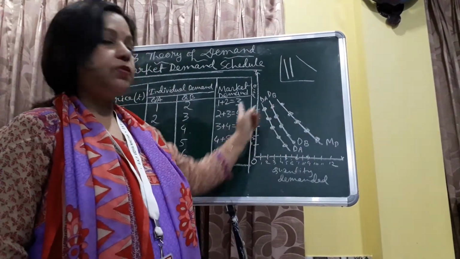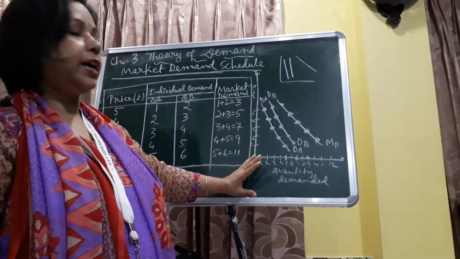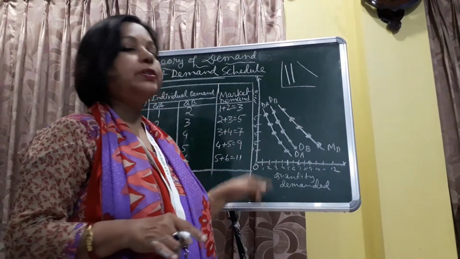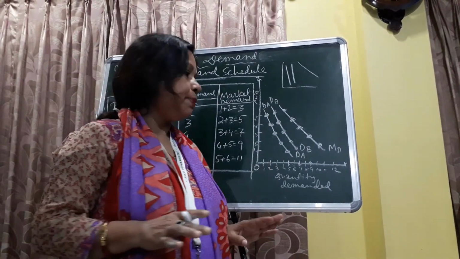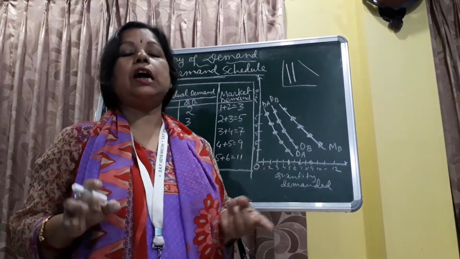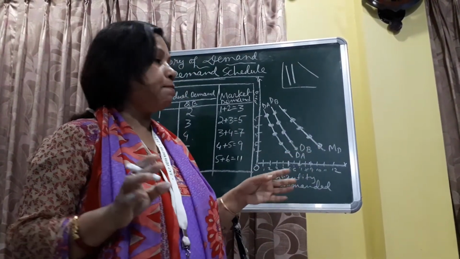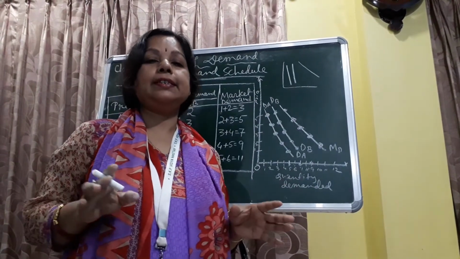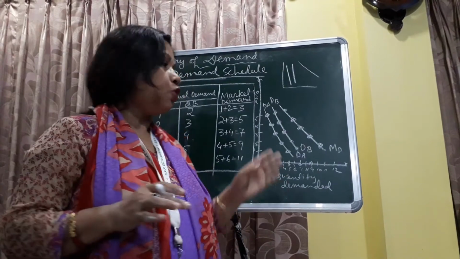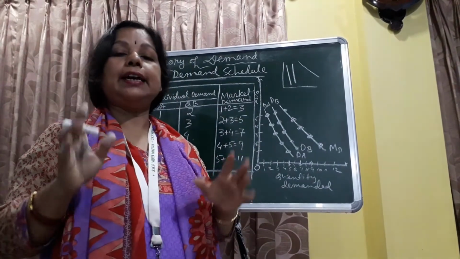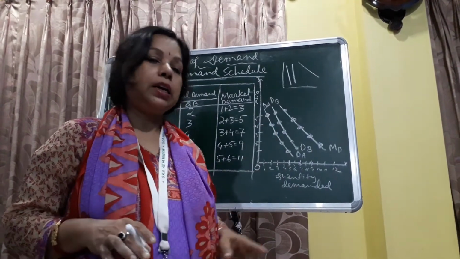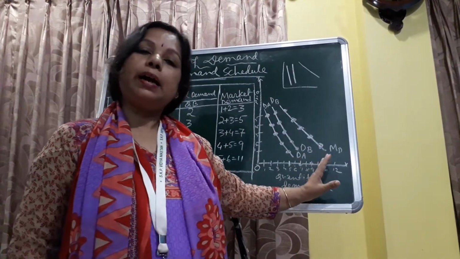Why? This is a very important question from this portion. Why is the market demand curve flatter than the individual demand curve? The answer is that the market demand curve is flatter than the individual demand curve because in the market the number of consumers increases. There is a large number of individuals in the market, and the demand also increases. That's why the market demand curve is flatter than the individual demand curve. So this is the shape of the market demand curve.